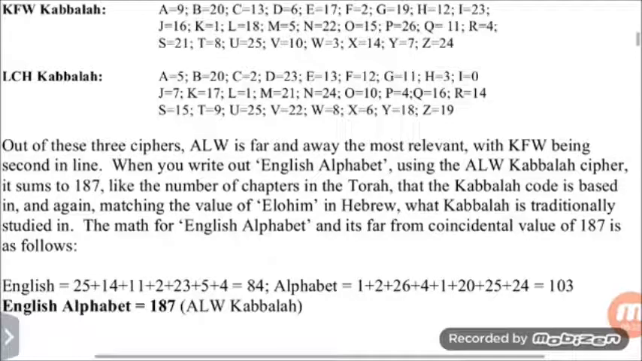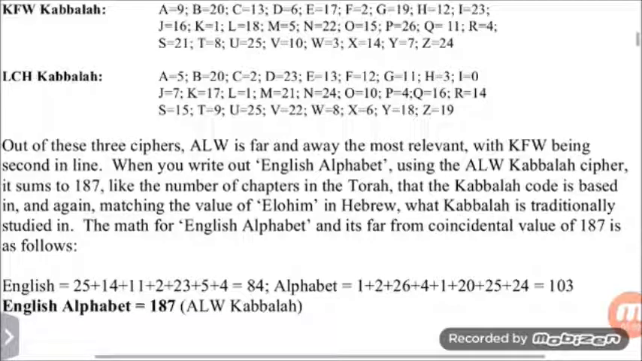KFW Kabbalah, LCH Kabbalah. Out of these three ciphers, ALW is far and away the most relevant, with KFW being second in line. When you write out English alphabet using ALW Kabbalah cipher, it sums to 187, like the number of chapters in the Torah that the Kabbalah code is based in, and again matching the value of Elohim in Hebrew, what Kabbalah is traditionally studying in. The math for English alphabet and its far from coincidental value of 187 is as follows.